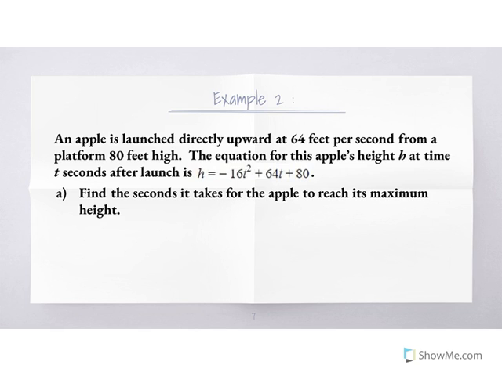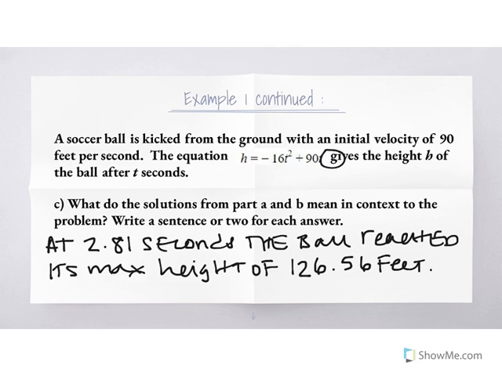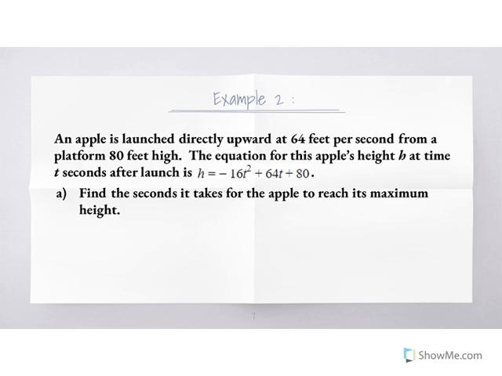An apple is launched directly upward at 64 feet per second from a platform 80 feet high. See how in this last equation we didn't have a C term because we were on the ground level. So now we are at a platform that's 80 feet tall. We raised our platform. We aren't at 0, 0. We're not on the ground anymore. We're kicking it from the platform, so we were up 80 feet.